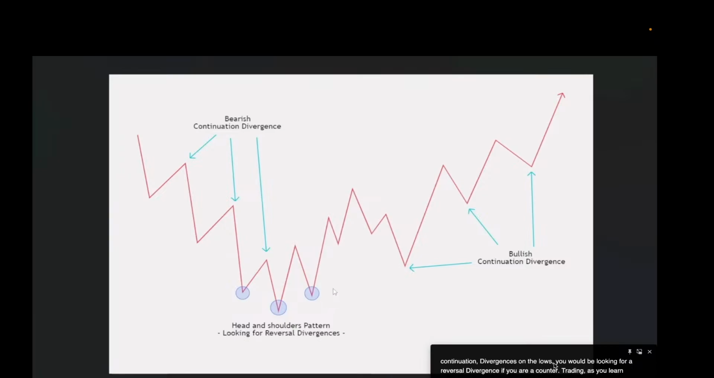As you learn to add more confluences to your trading, you may be looking to spot patterns in your charts. Here you have a head and shoulders pattern. You would be looking for reversal divergences in this location. For example, from this point to this point, you may spot that although price moved lower, your oscillator moved higher. That would be a divergence. You can also look from this point to this point on the pullback, and you will be looking for continuation divergences as price continues to make higher highs and higher lows.